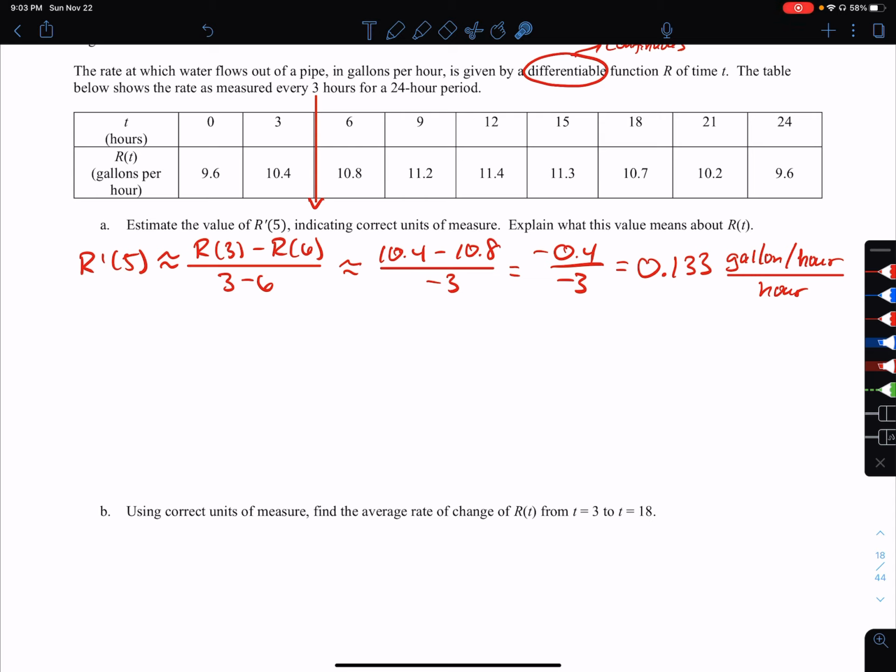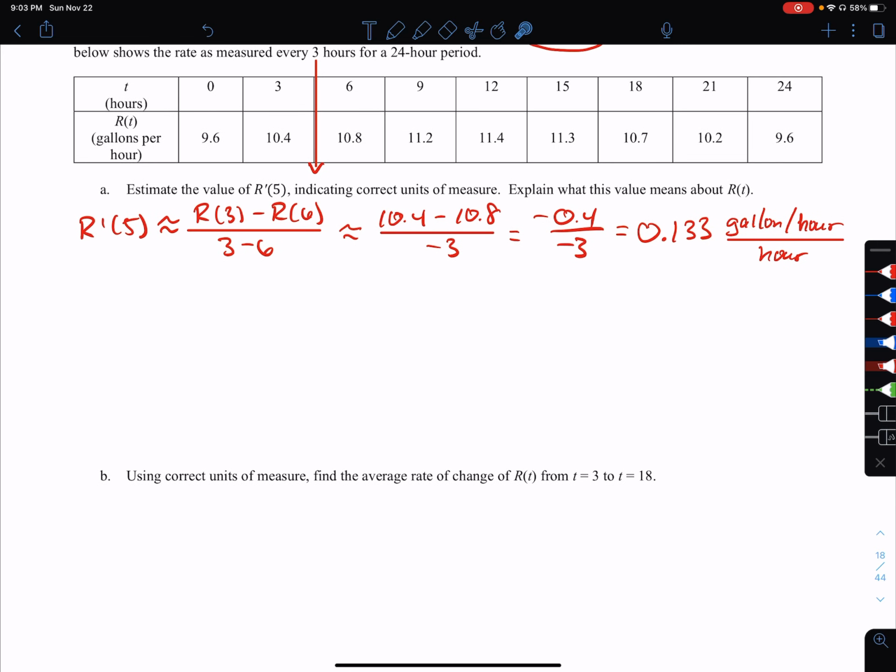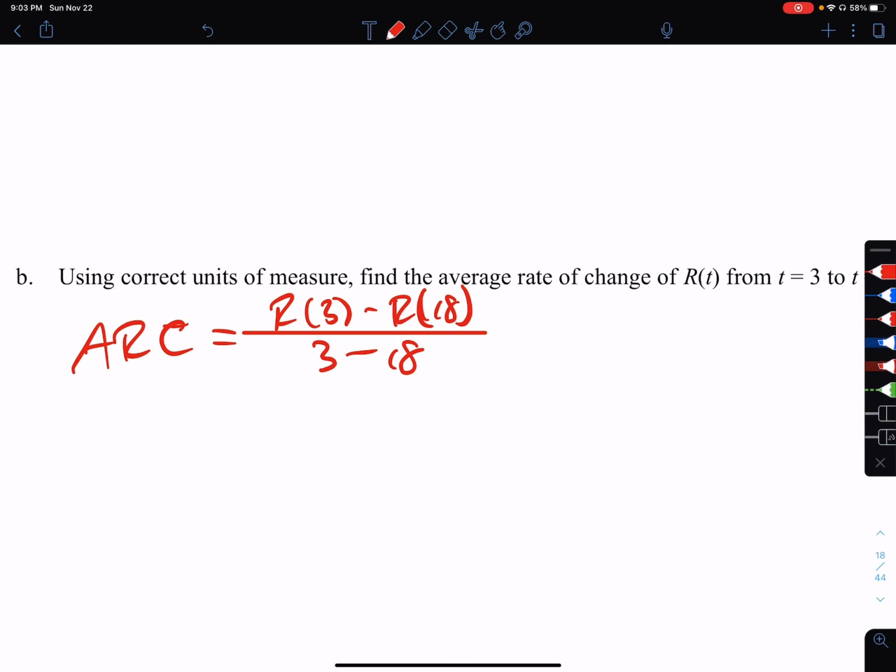Using correct units of measure, what's the average rate of change of r of t from 3 to 18? So far we haven't had to use any theorems. The average rate of change is going to be r of 3 minus r of 18. You could write those in either order, but these below have to be in the same order. Using the table, that's going to be 10.4 minus 10.7 over negative 15. That's negative 0.3 over negative 15.